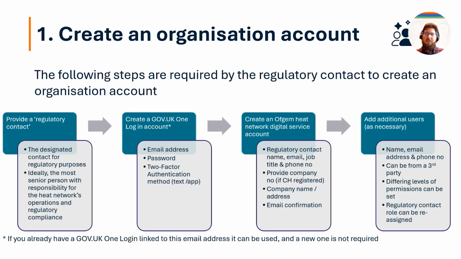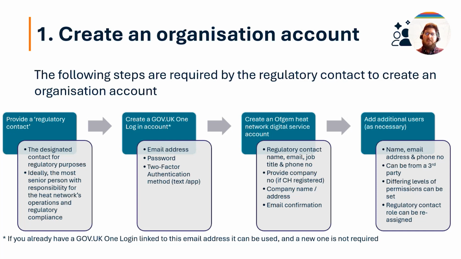The first step is to create an organization account on the Ofgem Heat Network digital service. The regulatory contact will do this using a gov.uk one login. If you already have one, you can use it and do not need to create a new gov.uk one login. If you are signing up for the first time, you must use your individual work email address.